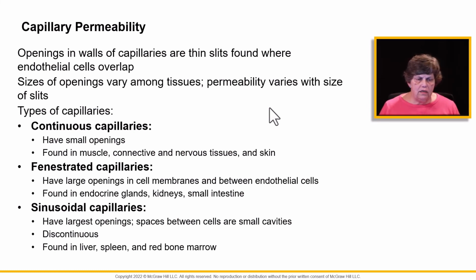You see this in the small intestine, particularly in the kidneys and in the endocrine glands, so you can get a large amount of things across. And then you have the sinusoidal capillaries. These have the largest openings. These show the spaces between cells and cavities. These are found in the liver and the spleen and the bone marrow, where you're actually looking at the blood and the tissue coming through there.